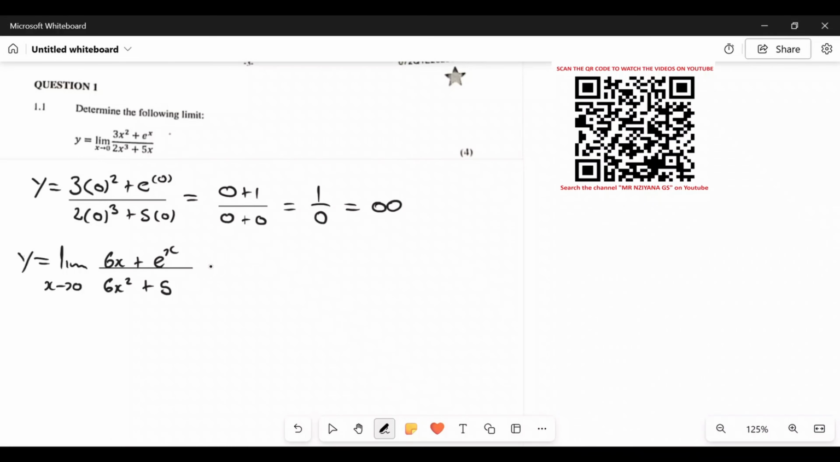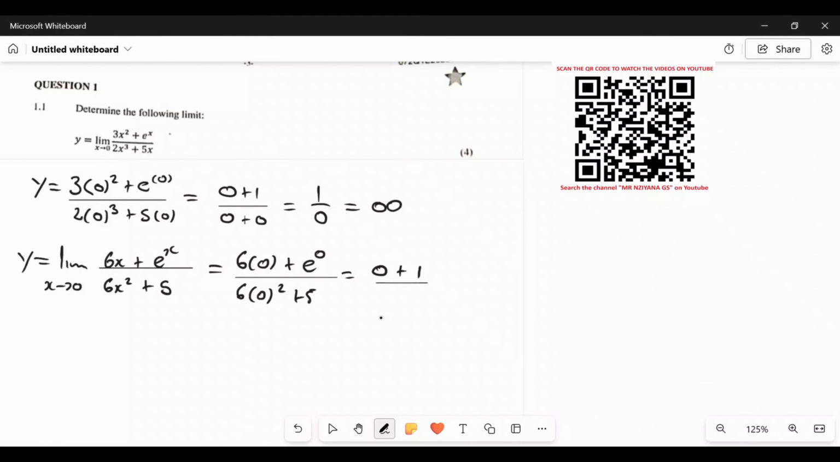Now, after differentiating, we do direct substitution. If we substitute x with 0, remember x is approaching 0, this is what you're going to have there, right? Divide by 6 multiplied by 0 squared plus 5. If you continue, on the numerator, we have 6 multiplied by 0. That is going to give us 0 plus e to the power of 0. That is going to give us 1. Divide by. There we go.